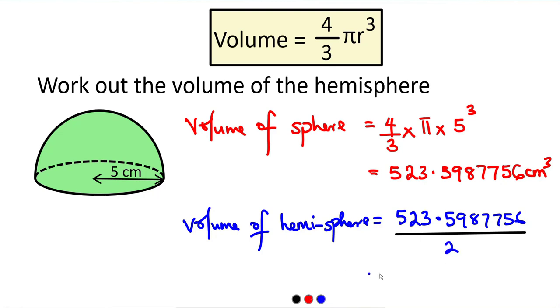And if you have it, you're going to get 261.8 centimeter cube. Again, this is rounded to 1 decimal place, and this is going to be a better answer. Okay. All right. So we go to the next one.